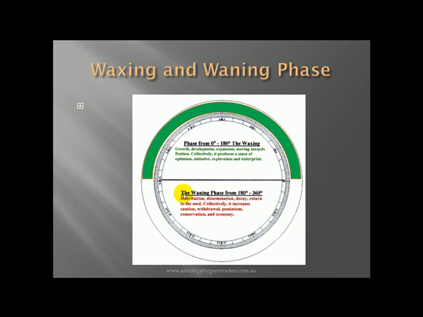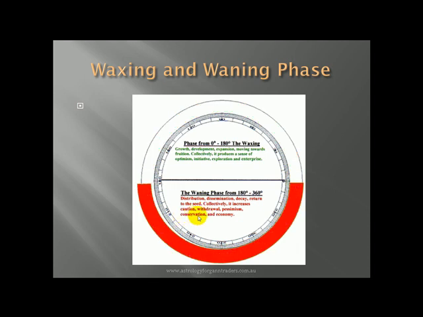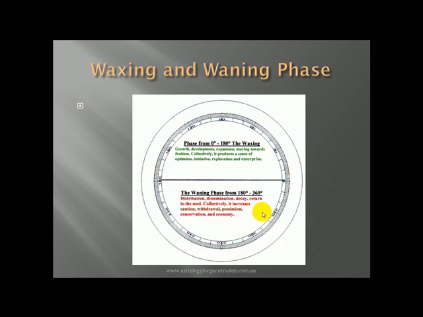Opposite, we have the waning phase from 180 back to the new moon's phase again, to the 360. And this is the waning phase, so it's distribution, dissemination, decay, return to the seed. Collectively, it increases caution, withdrawal, pessimism, and conservation and economy. So this is a dark phase again. So remember those two phases, and you've a big understanding about the cycles in the markets as well.